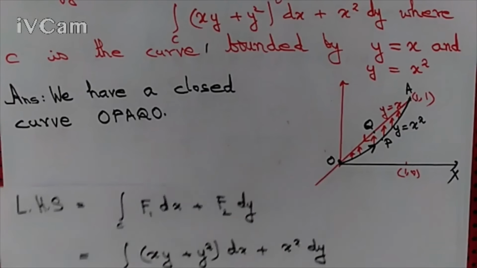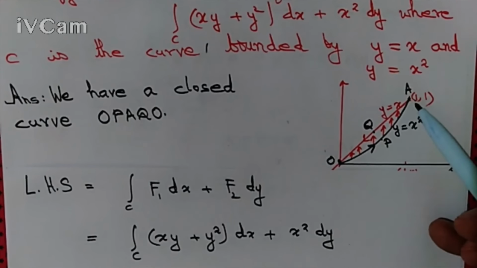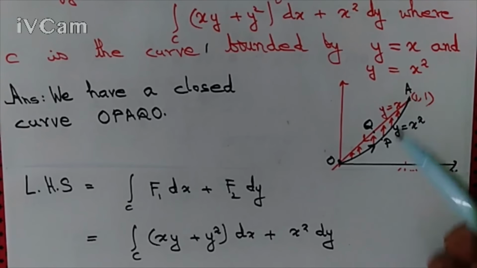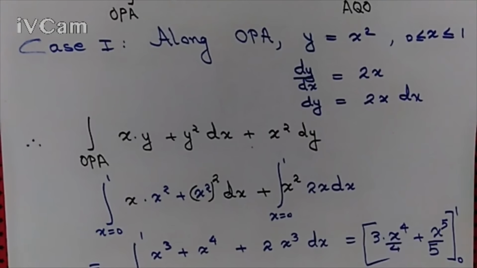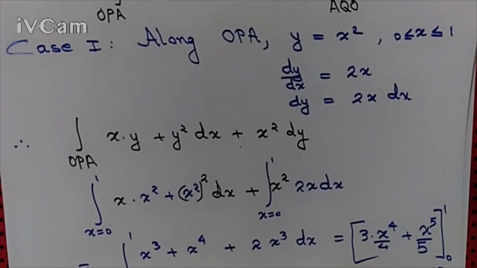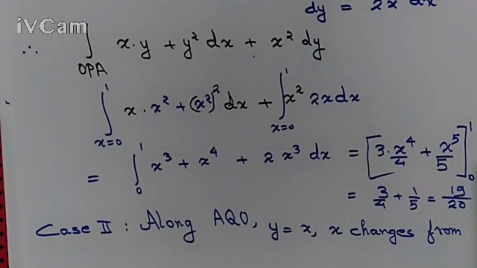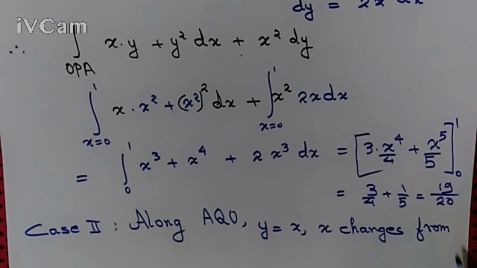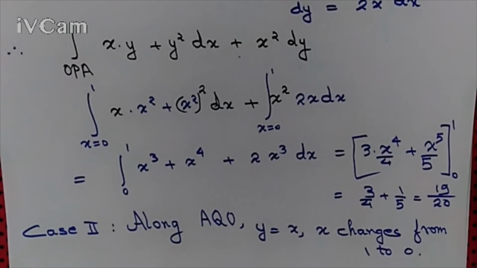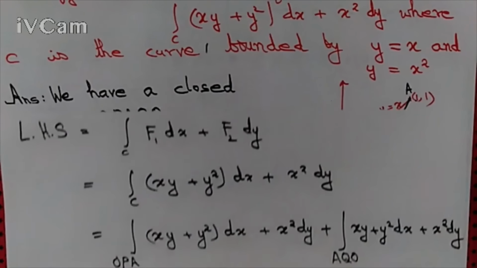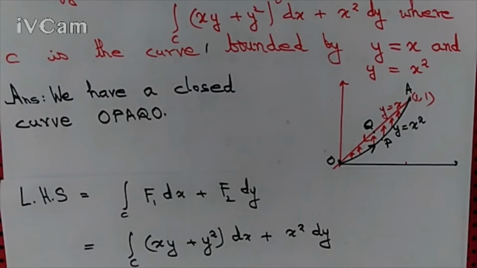And what about the change in x? You see, as you move from A to O, x is changing from 1 to 0. Along AQO, x changes from 1 to 0.